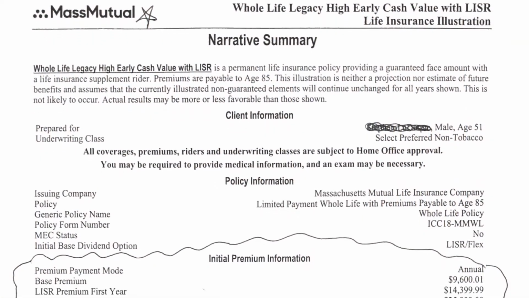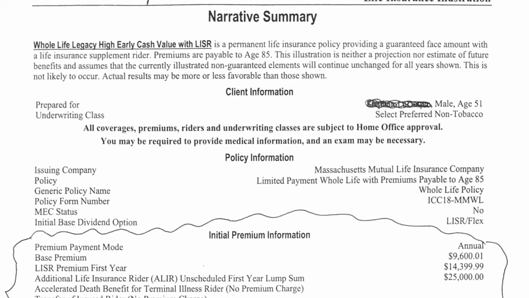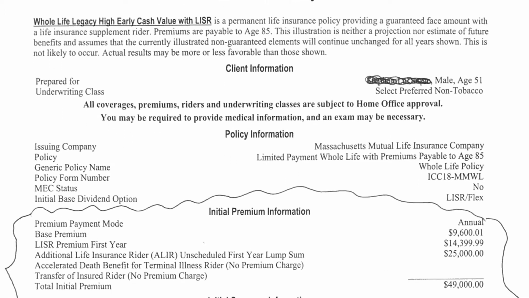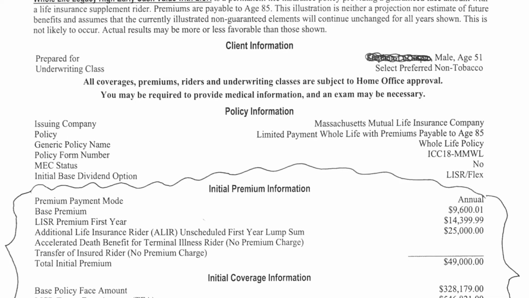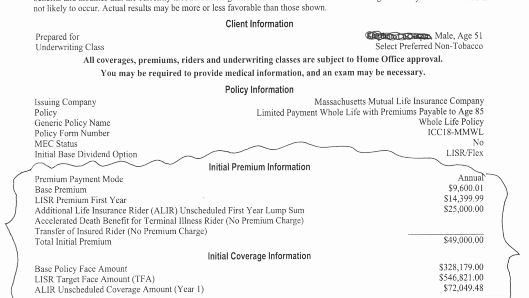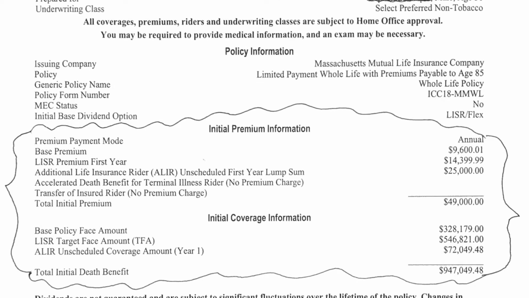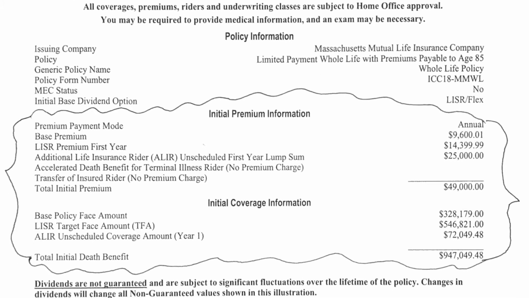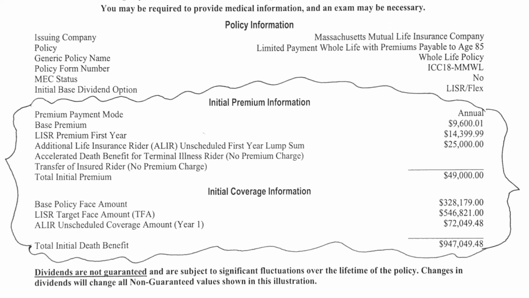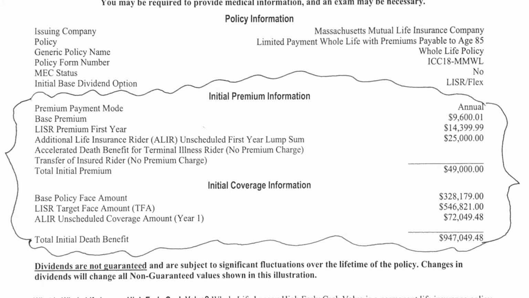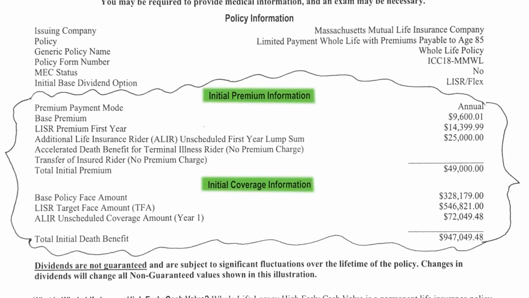I'm going to flash up the Mass Mutual one, the narrative summary. Here, I want to touch on a little something. So this page, you can really see, hey, who is the individual? What is their underwriting class, health class that they have, right? What's your MEC status? What's the dividend option? I'm more concerned with the premium information and the coverage information in the middle of this sheet.